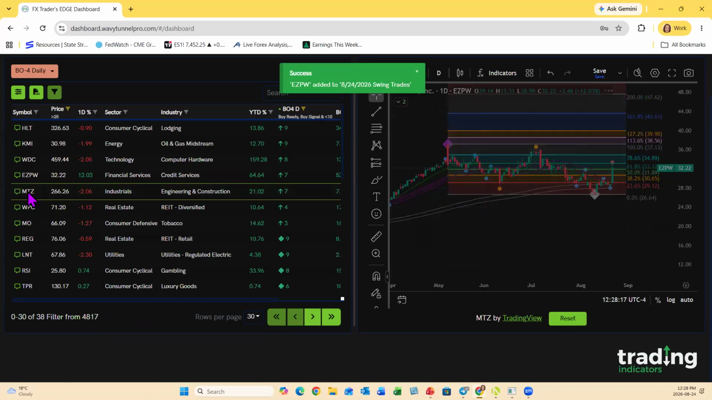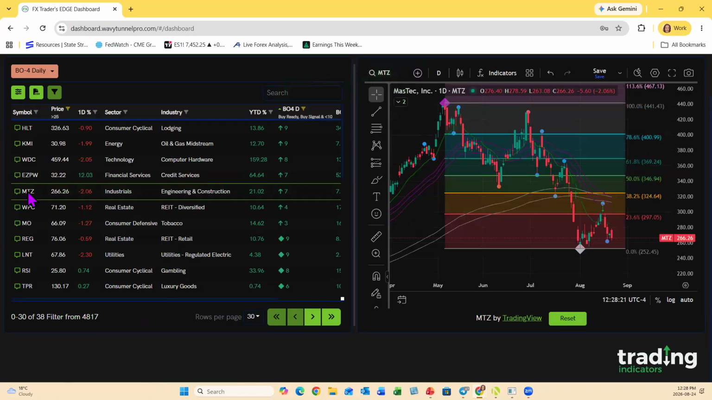MTZ, Industrials Engineering. I don't like this one. The reason why I don't like it is because the wave has already started to cross down below the tunnel. It's in the tunnel, but it's already started to cross down. I like the wave to be either above the tunnel or trading sideways with the tunnel.